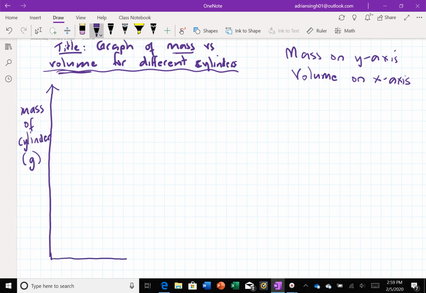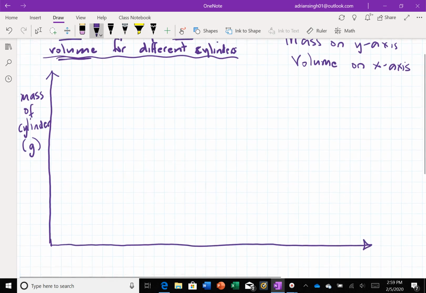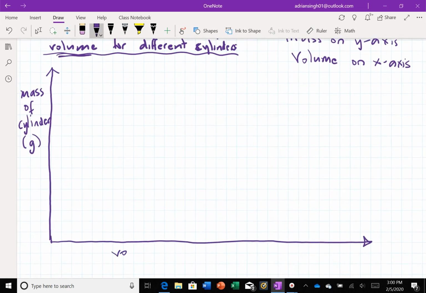And then on the x-axis, you have your volume of the cylinder, and then this is in milliliters or cubic centimeters, which is the same thing, right? 1 mil is the same thing as 1 cubic centimeter.